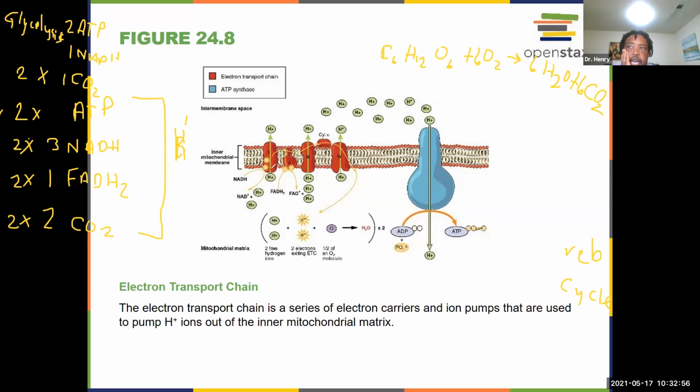So the same thing is going to be happening here with the FADH2, exactly the same thing. It's going to be utilizing the electrons that are made, and you're also going to be utilizing the H pluses.